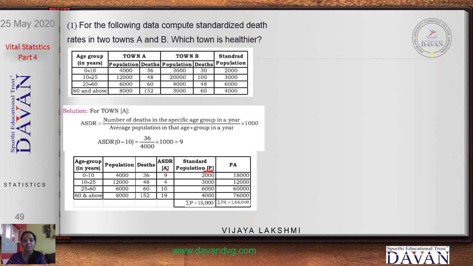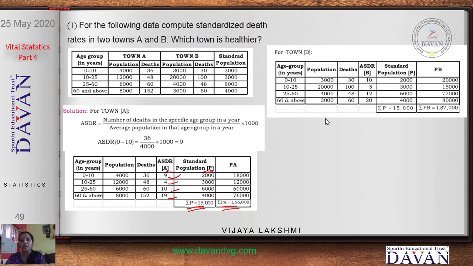ASDR is nothing but the age specific death rate, and this A is saying that it is for population A or for town A. The next is P into A. Multiply these values. Okay, 2000 into 9, 3000 into 4, 6000 into 10, 4000 into 19, and write all the values here. Take the summation of this and summation of this, because these two summations are required in the formula.